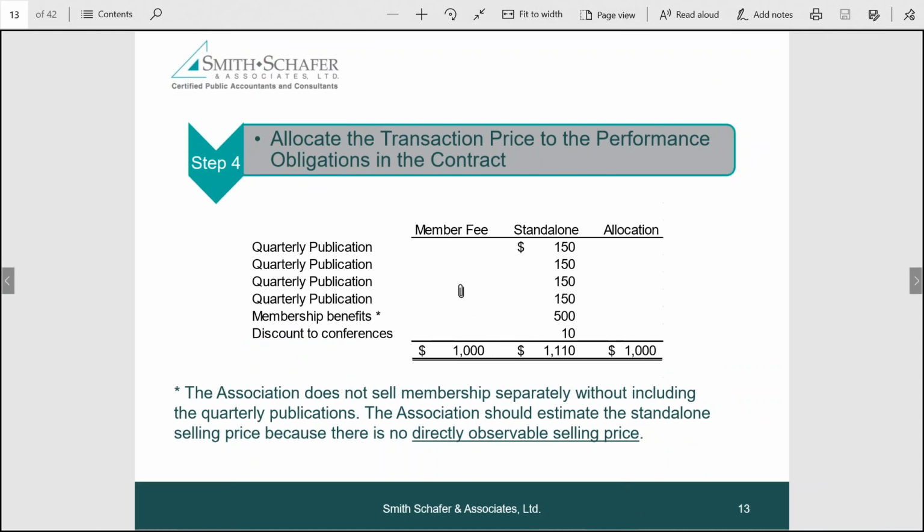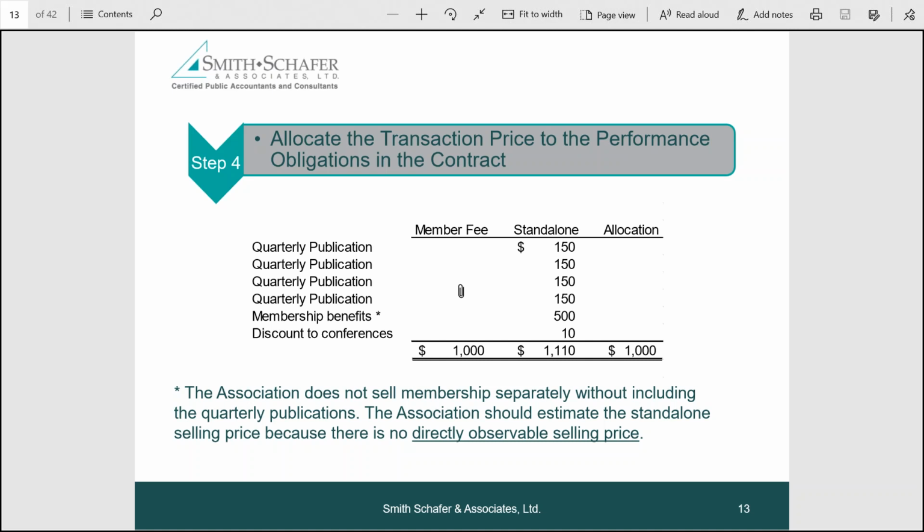So step 4 is the allocation. Step 4 requires you to look at the standalone selling price of your independent performance obligations. As we discussed, we have the 4 quarterly publications. Well, we know those standalone selling prices. We actively sell those, so that's $150 each. So we know the standalone selling price.